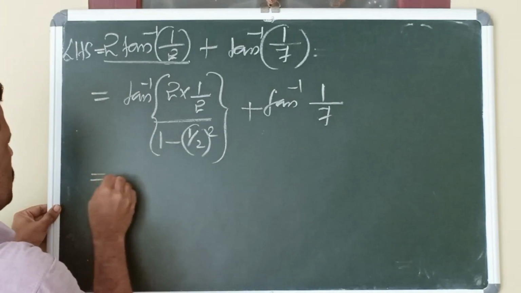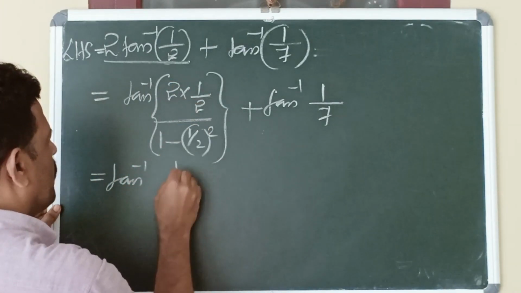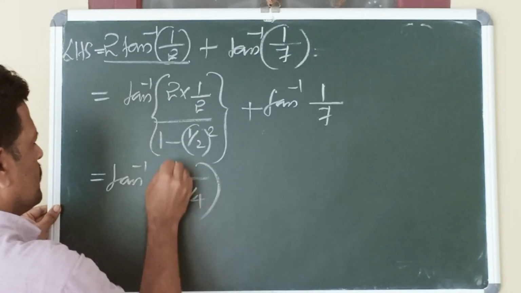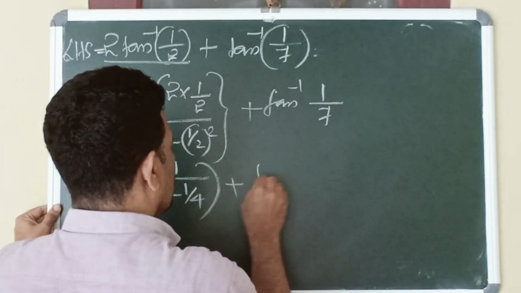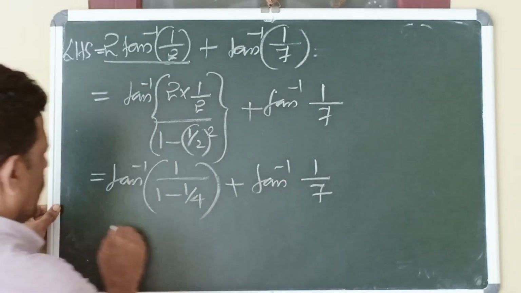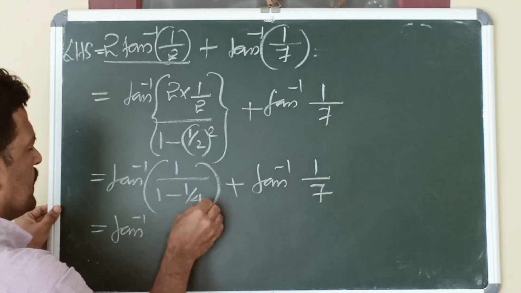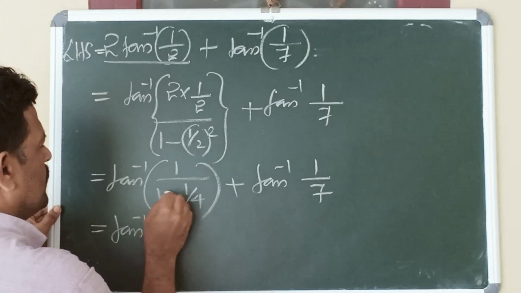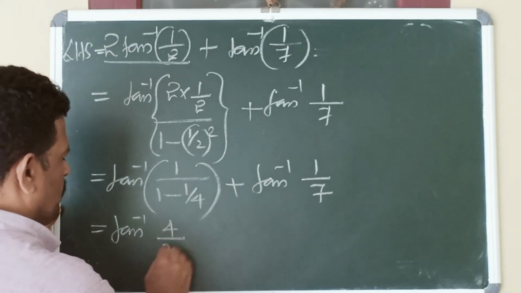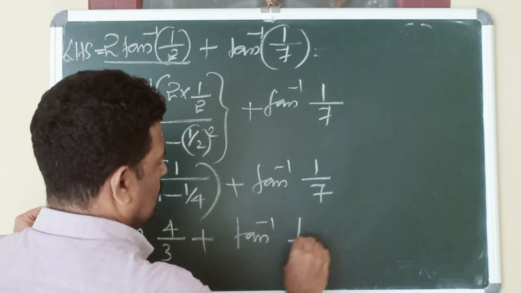That is equal to tan inverse 2 into 1 by 2 is 1, by 1 minus 1 by 4, plus tan inverse 1 by 7. That is equal to tan inverse, 1 minus 1 by 4 is 3 by 4. Taking the reciprocal, we get 4 by 3, plus tan inverse 1 by 7.